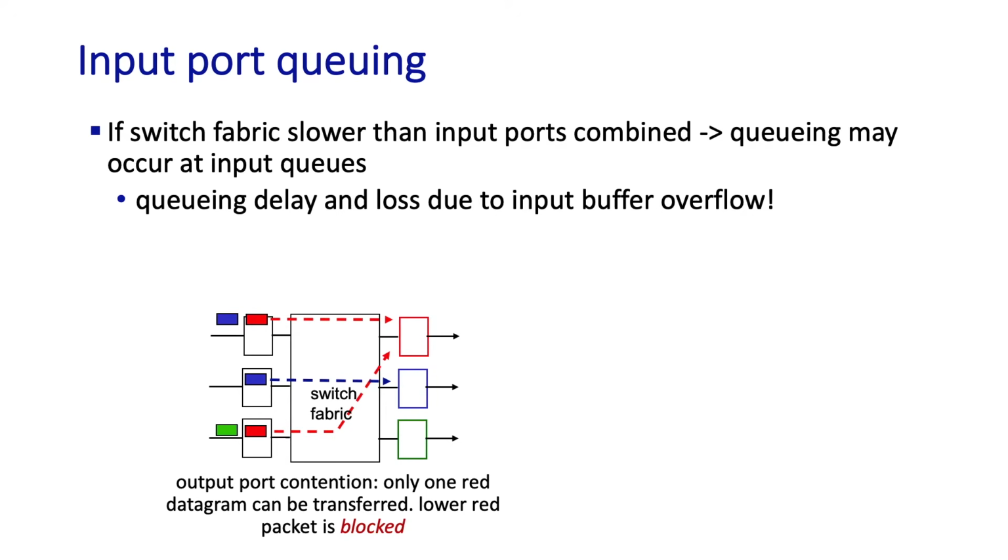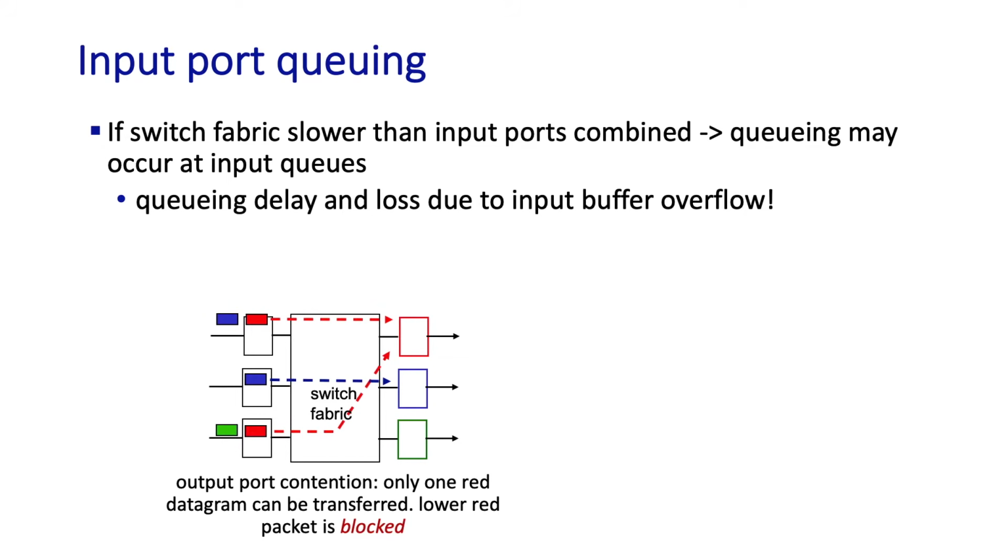Remember that we saw earlier that input port queuing can happen when the router's switching fabric rate is less than the combined rates of its incoming links. In this case, more packets can arrive in a unit time than the switching fabric can possibly move from the input side of the fabric to the output side. And so queuing can occur on the input side.